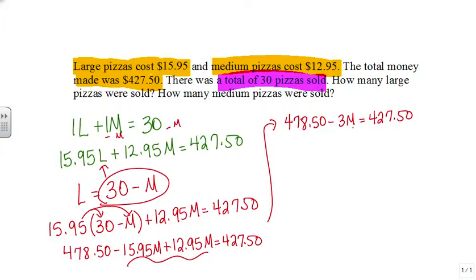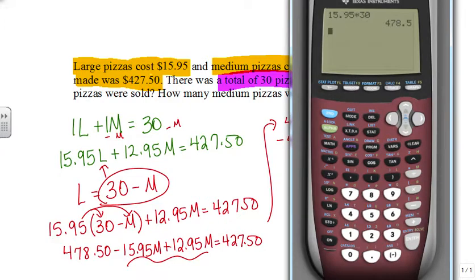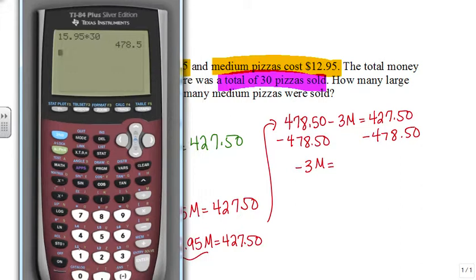equals 427.50. Now, keep in mind that since the M is the only value here, whatever I get will be the amount of the medium pizzas. Then I would plug that in here to figure out the amount of the large pizzas. I want to subtract 478.50 from both sides because I want to get the variable by itself, and in this case that's the M. So I have -3M equals 427.50 minus 478.50, and I end up with negative 51.